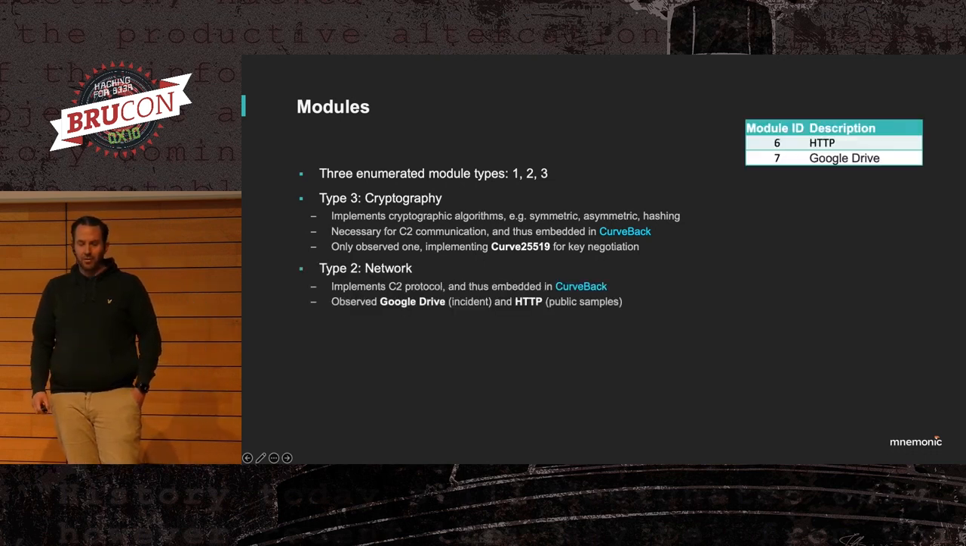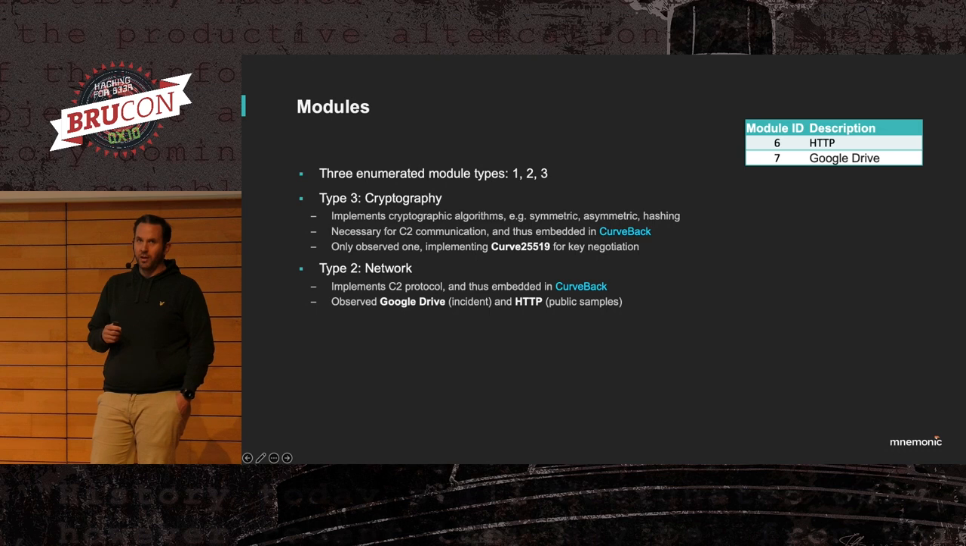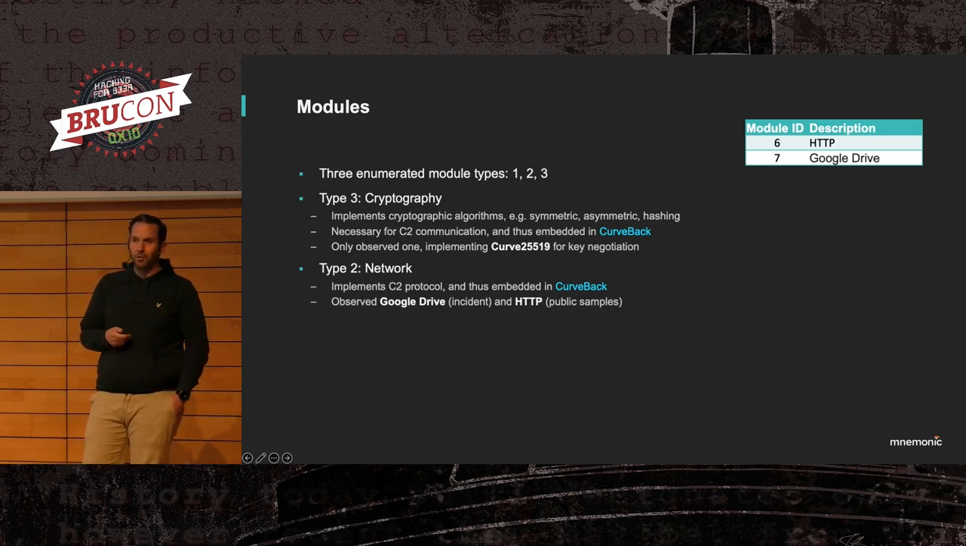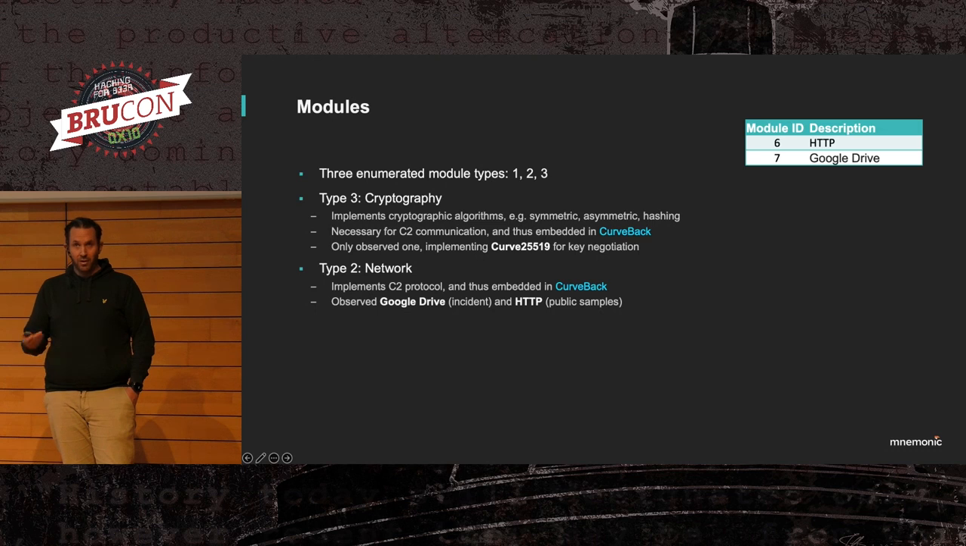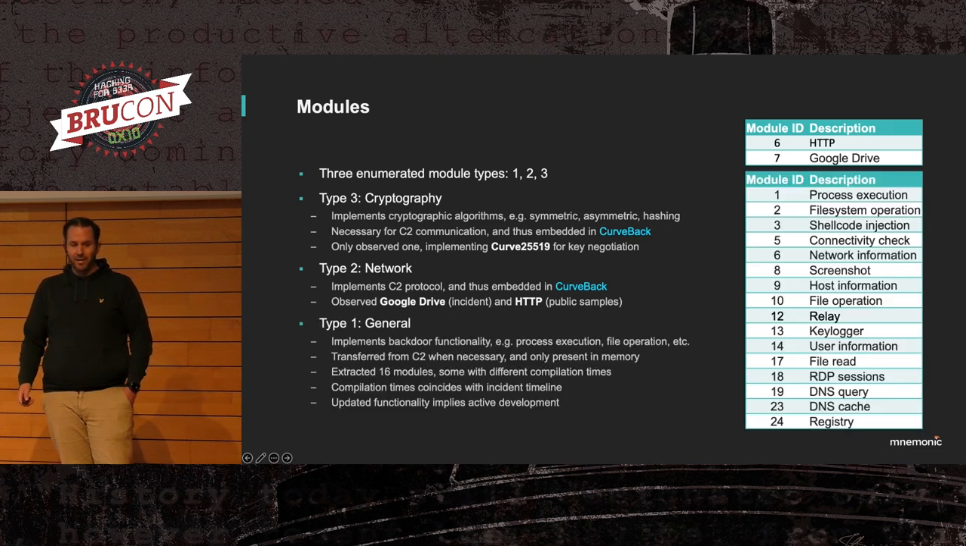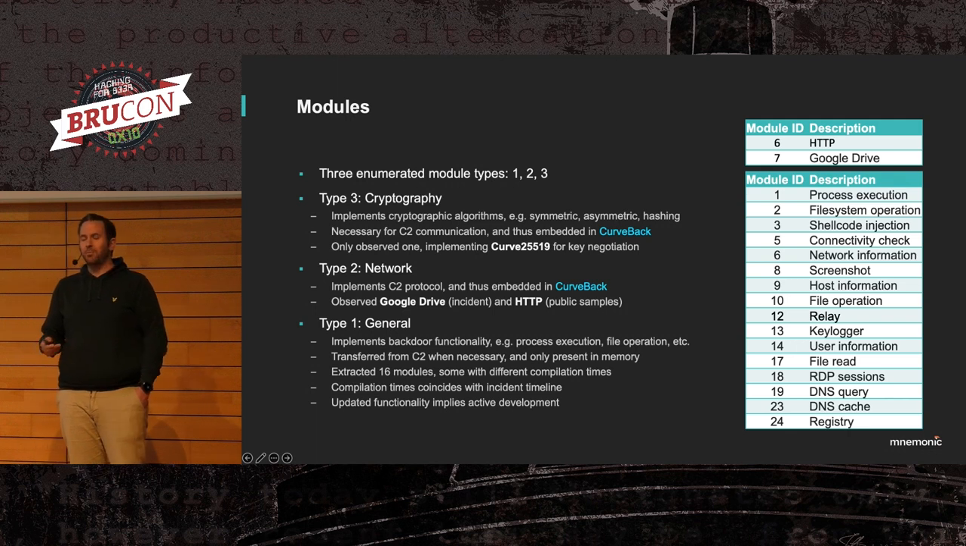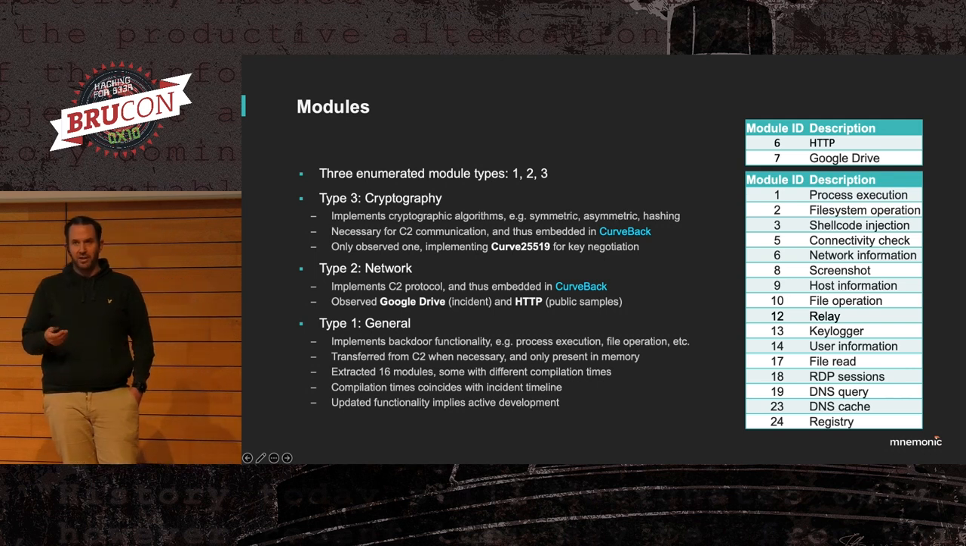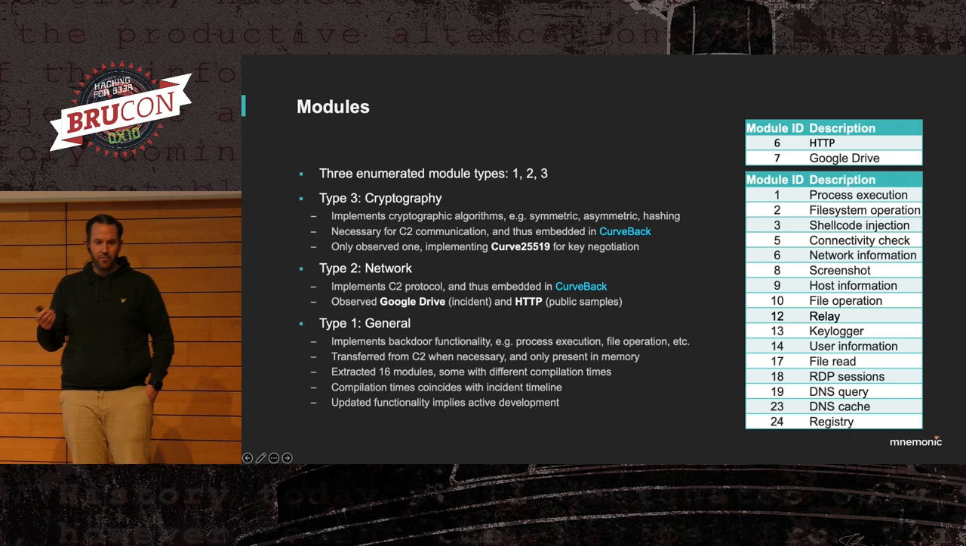And then the network module, type 2, is responsible for the network, which is needed for communicating with the command and control. This is also a module that is embedded in the backdoor. In our incident, we saw that they used Google Drive, and other reporters also said that Google Drive is used. But hunting on VirusTotal, we also found one public sample that was using HTTPS for communication. And module type 1 is the general module, which implements the actual functionality of the backdoor, like process execution, file system operations, RDP session listing, relaying, screenshots, and whatever.